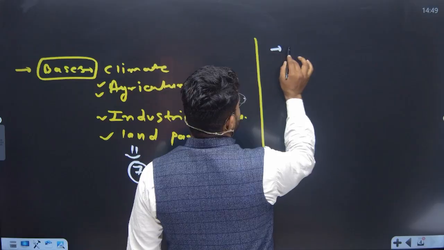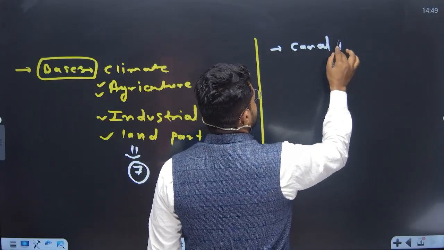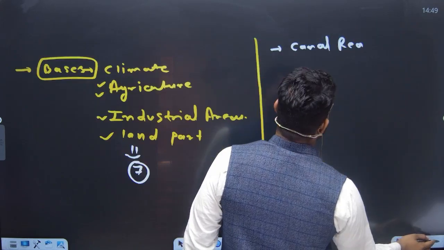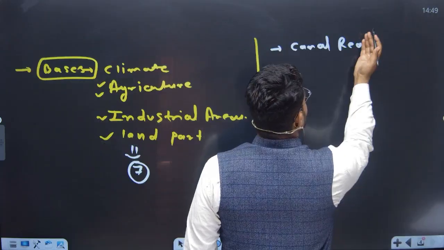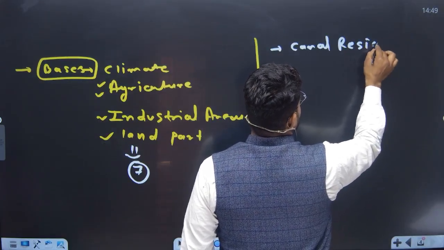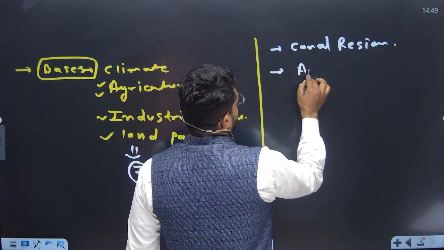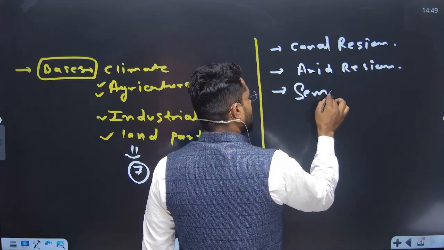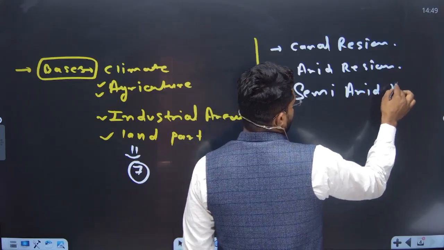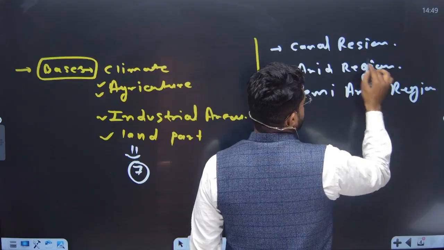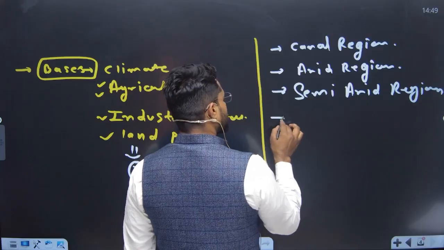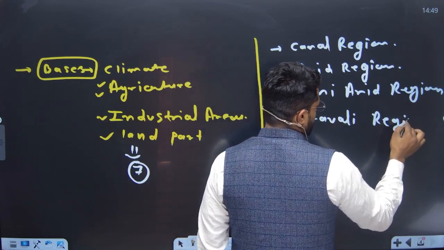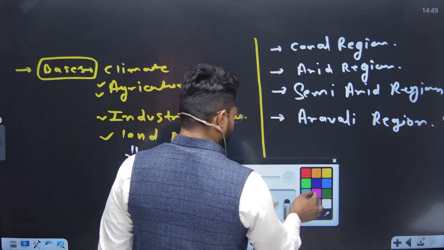The first is the canal region. Second, the arid region. Third, the semi-arid region. Fourth, the Aravalli region.